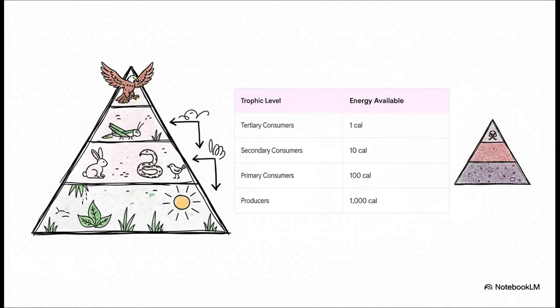And this whole structure is what scientists call a pyramid of energy. Just look at the numbers here. To get just 1 calorie of energy to that top predator, you need 1,000 calories way down at the bottom with the plants. This pyramid shape is the perfect picture of that massive energy squeeze happening at every step.